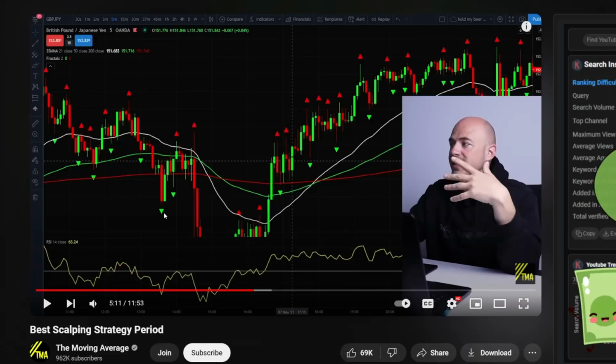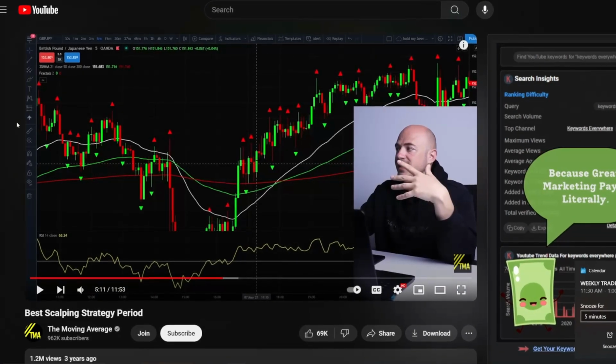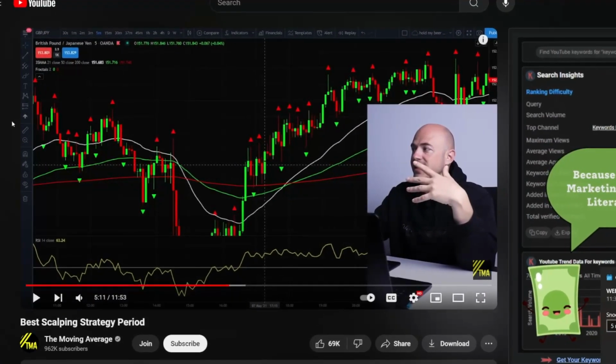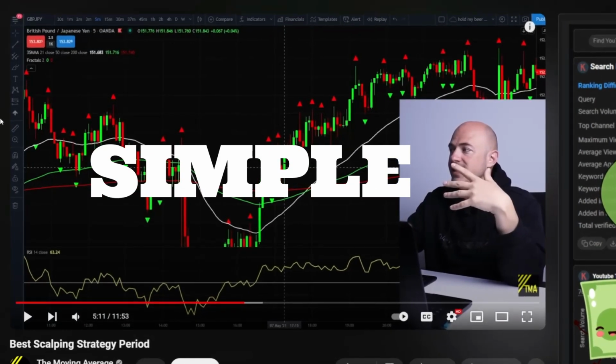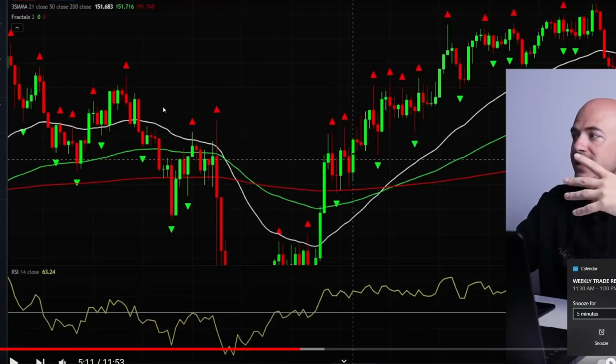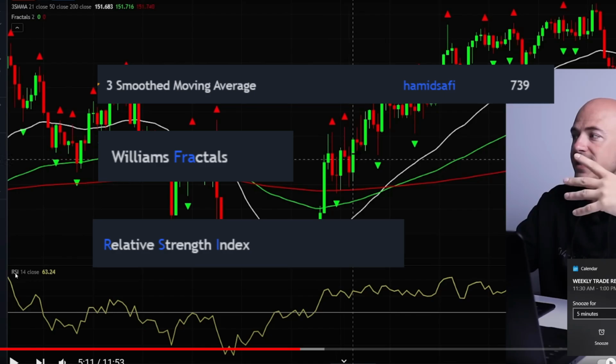Now let's go over the strategy, and it's actually extremely simple. Like anyone could do this. The rules are so straightforward and objective. It makes trading so simple, and that's how you want your trading. So this strategy has 3 indicators. You have the triple SMA, Williams fractals, and the RSI.